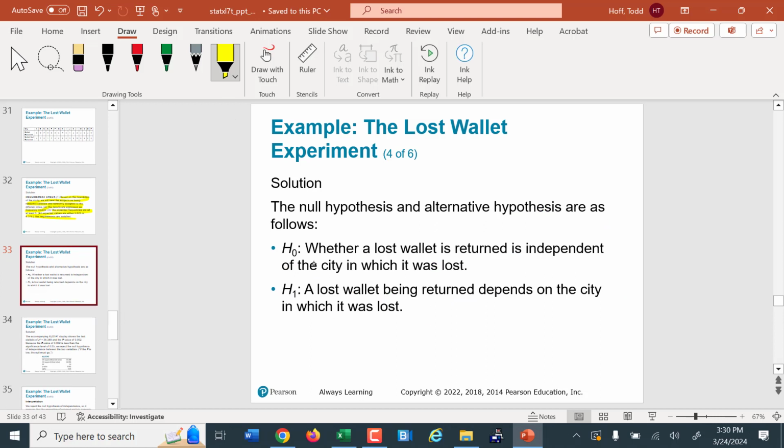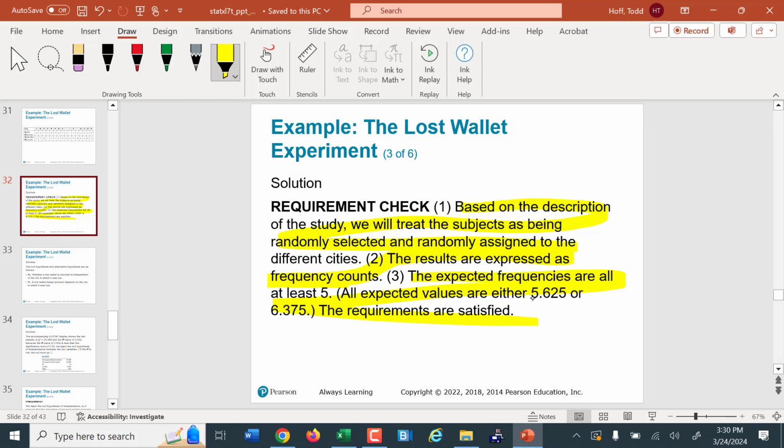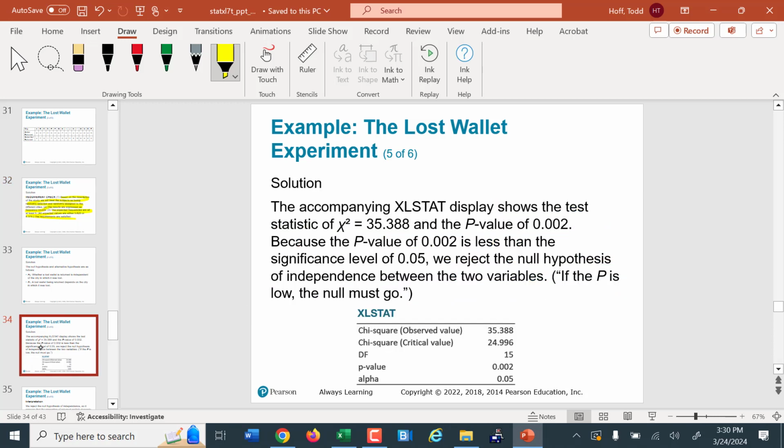So the null hypothesis is that the lost wallet will be returned as independent of the city. The alternative is that there is a dependence, that they're not the same proportion from one city to the next. You may have detected a little bit of a misprint back here, by the way. They're saying 5.625. It's actually 5.6, and 6.375, which is actually 6.4. They just had a little miscalculation when they were doing their example.